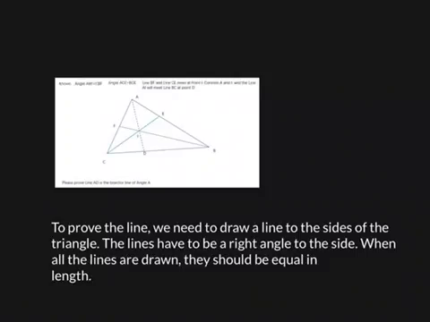I will now tell you the solution to this problem. To prove that line AD is the bisector line to angle A, we need to draw lines to the sides of the triangle. The lines have to be a right angle to the side, which it is drawn to. When all the lines are drawn, they should be in equal length. If they are not in equal length, then that means that you have either drawn it wrong or that is not where the bisector intersection should be.